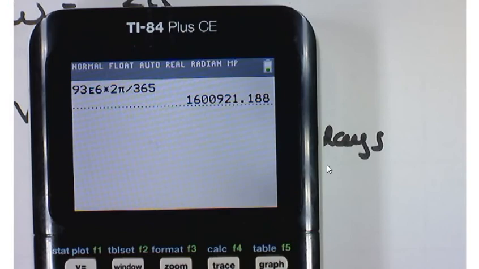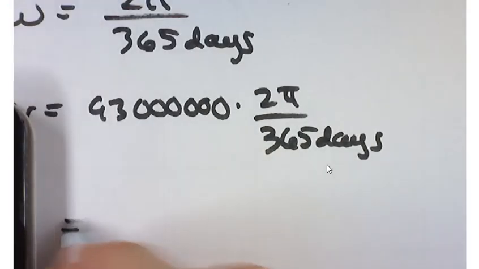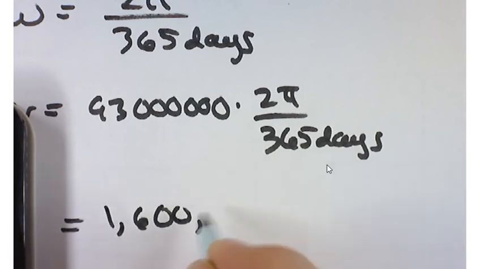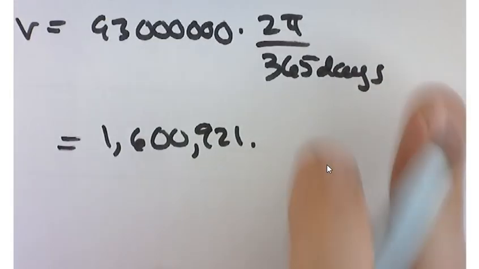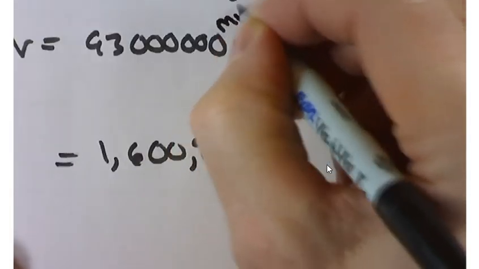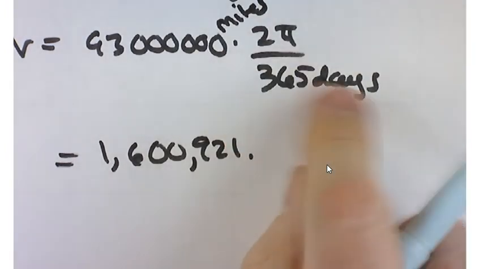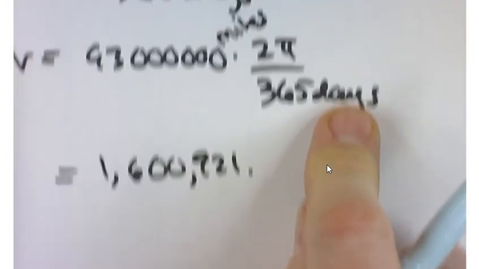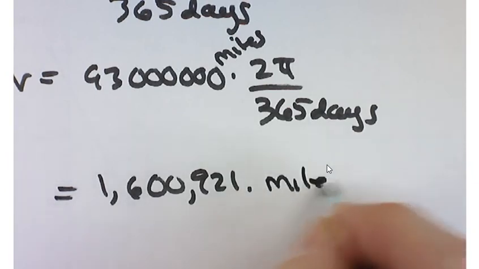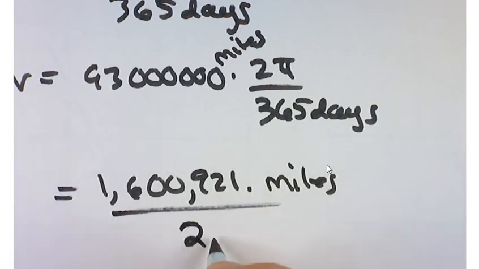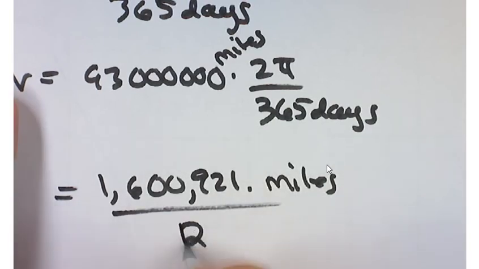Times 2 pi divided by 365. Wow. There you go. So, let's see. 1.6 million miles. Now let's keep track here. The units here are miles, and the units here are days. Did those units cancel out in any place? No. So it's just miles per day.